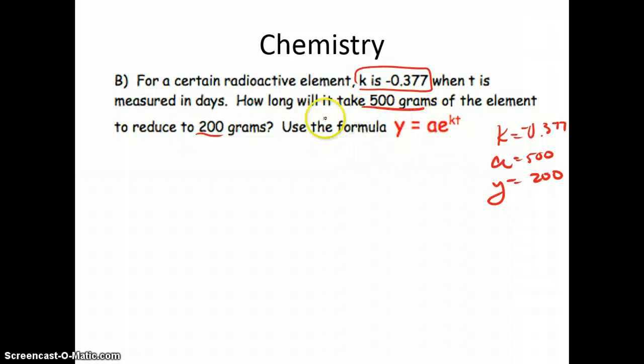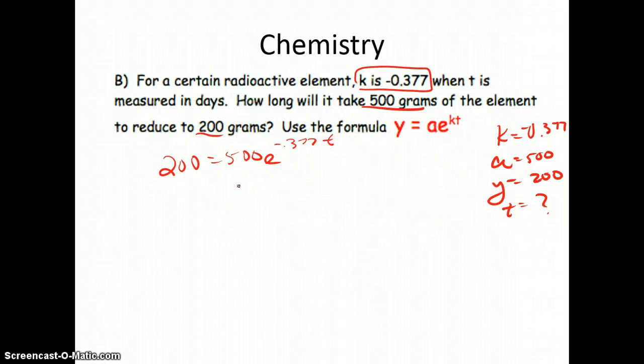And now, what are we trying to find? We're trying to find T. If we don't know what T is, we obviously can't plug anything in for it, but we can plug in our other values. We say 200 is equal to our initial, times e to the, our K value was negative 0.377, and then our time, we don't know what it is.